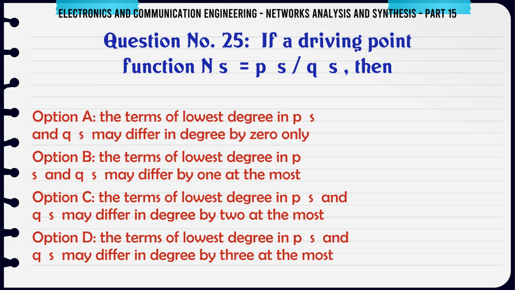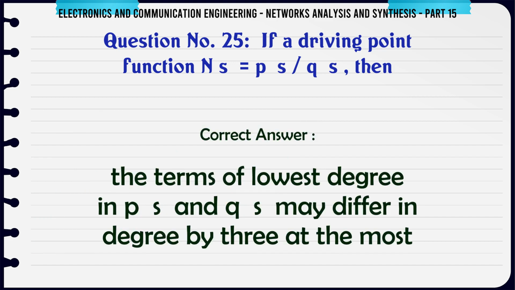If a driving point function is P(s)/Q(s), then A. the terms of lowest degree in P(s) and Q(s) may differ in degree by zero only. B. the terms of lowest degree in P(s) and Q(s) may differ by one at the most. C. the terms of lowest degree in P(s) and Q(s) may differ in degree by two at the most. D. the terms of lowest degree in P(s) and Q(s) may differ in degree by three at the most. The correct answer is, the terms of lowest degree in P(s) and Q(s) may differ in degree by three at the most.